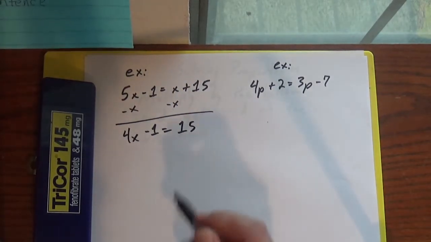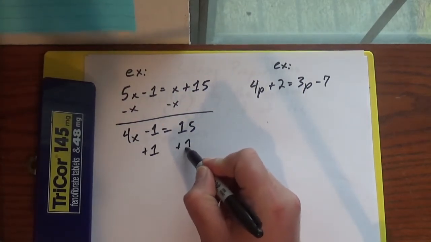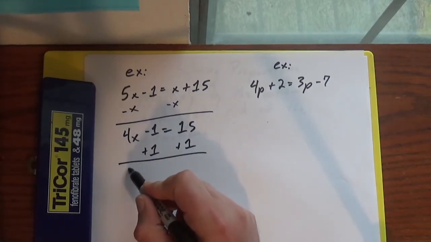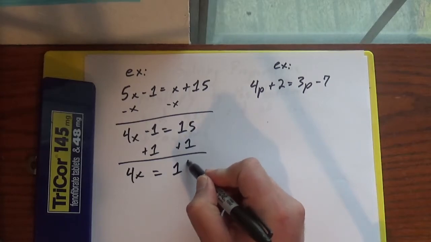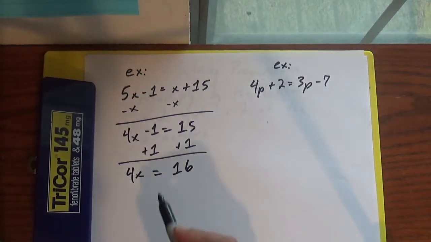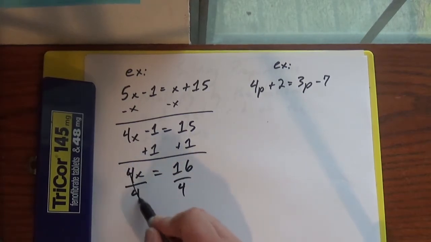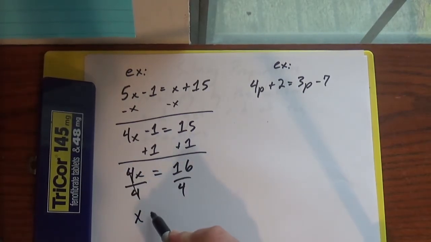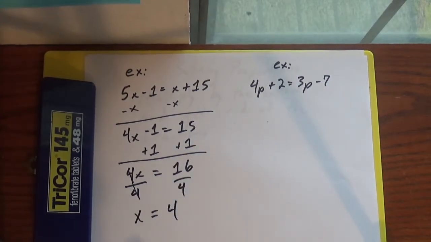Now I'm going to do the add and subtract stuff. This is subtracting, so I will add. My 4x comes down, my equals comes down, I've got 16. Now I'm going to do my multiply divide stuff, so I'll divide. These are gone, x comes down, equals comes down, 16 divided by 4 is 4.